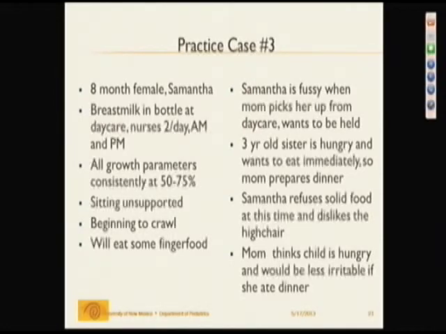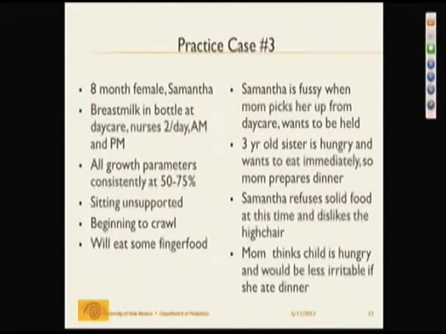Okay, case number 3. This is an 8-month-old female, and she gets breast milk in a bottle at daycare. She nurses twice a day, morning and the evening when her mom's available. All her growth parameters are consistently between the 50th and 75th percentile. She sits unsupported, and she's beginning to crawl, and she will eat some finger food. So Samantha is fussy when her mom picks her up from daycare and she wants to be held.